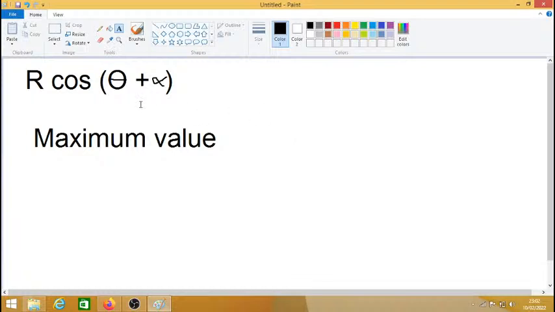A-Level Maths Live Lesson, Pure Maths Year 2, following the Edexcel Pearson syllabus. Today's topic is looking at the r cos(theta plus alpha) expression and working out the maximum value.